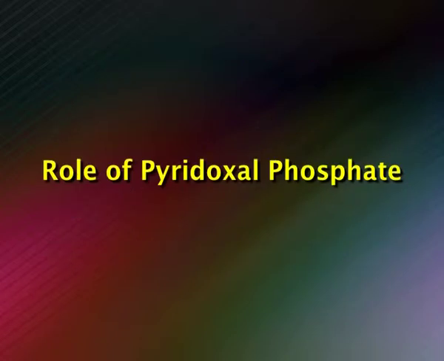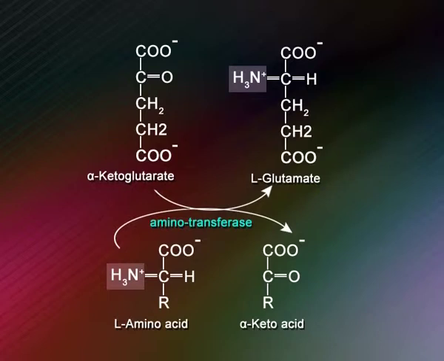In this reaction, pyridoxal phosphate, which is a B complex vitamin, is the coenzyme which helps in transferring of the amino group between the amino acid and the keto acid.